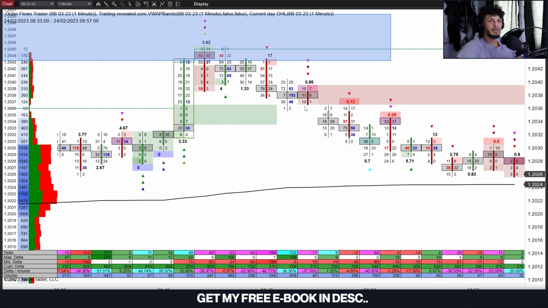Where do I aim for? I simply aim for 3R. That is all I aim for. My strategy is like this. I go 1 to 1. When I'm 1 to 1, I go break even. And then I simply just let my trade ride out to 3R and I'm out.